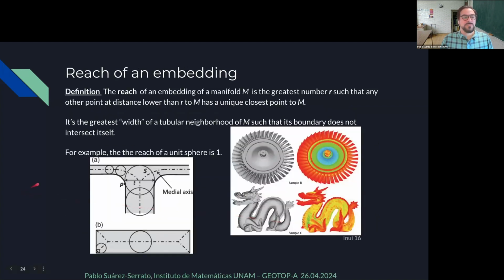Okay, in order to explain how I'm going to use this, I want to go over a notion that's called the reach of an embedding. The reach of an embedding is kind of how thick we can make the image of the embedding before it touches itself. This might be easier to first visualize here, where we're thinking about this dotted line called the medial axis. And then the reach can be thought of in a way as the largest ball that can fit inside of this neighborhood of the embedding. This is the greatest width of a tubular neighborhood, such that its boundary does not intersect itself.